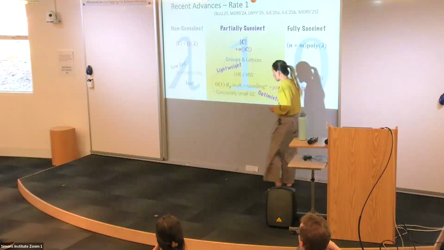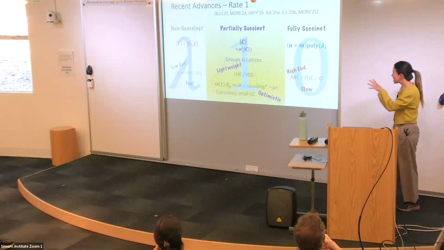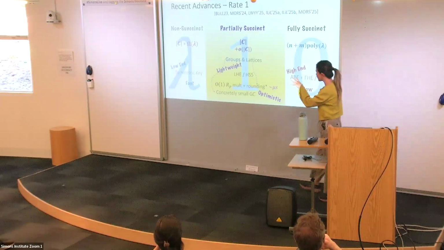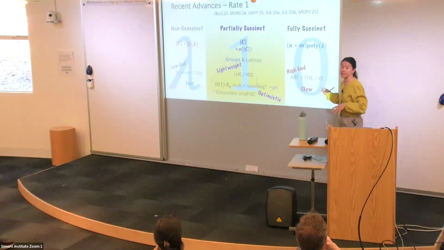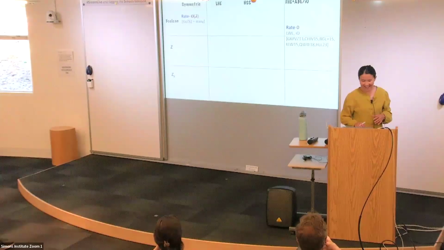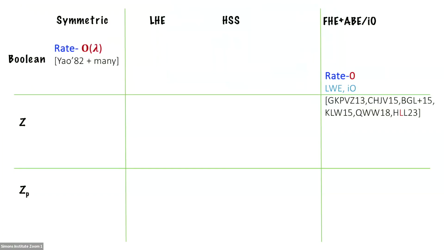Okay, so at a very high level, let's think about non-succinct as rate lambda, partially succinct as rate 1, and fully succinct as rate 0. And let's not have this debate now, Yuval. So I'll give a little bit more history. Before the recent works, we have garbled circuits with rate lambda, and we have this heavy machinery which gives us rate 0.